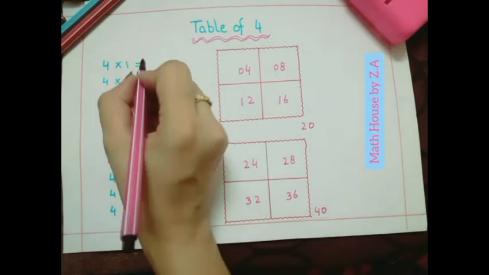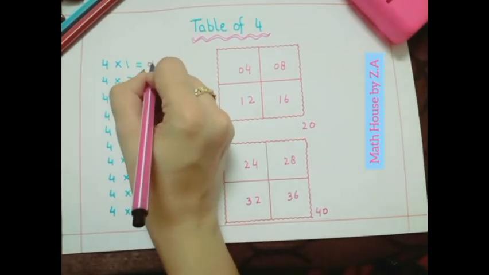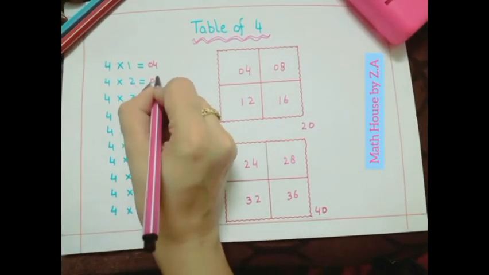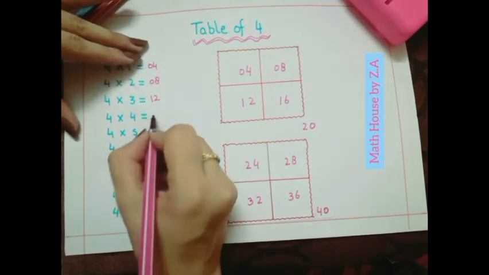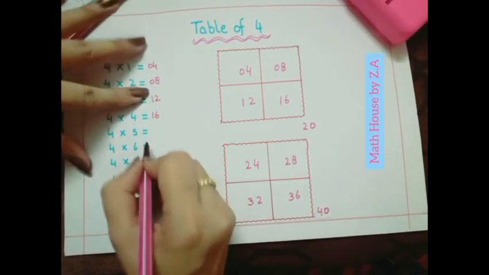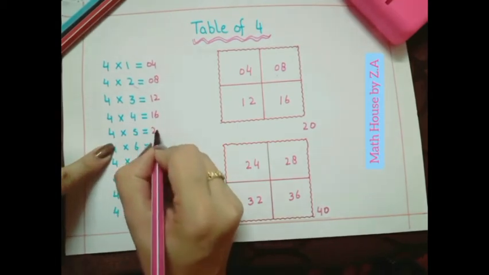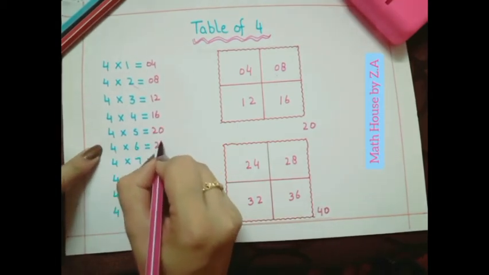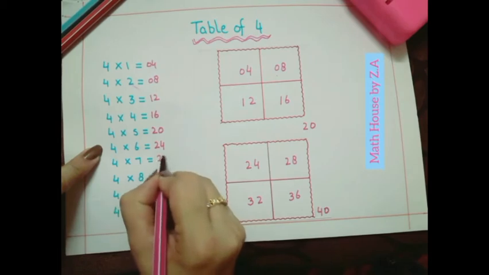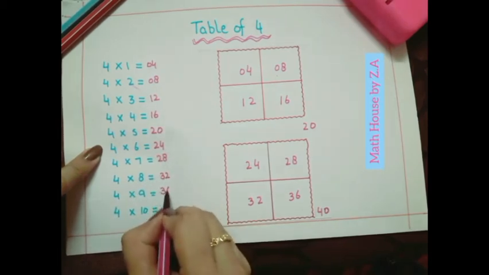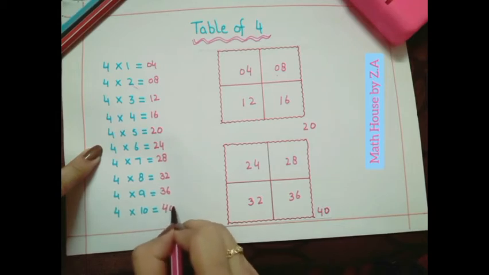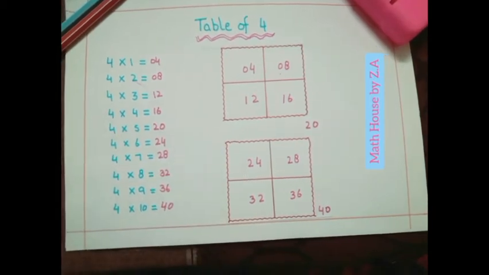Now I'm going to write all the numbers in front of the table. 4 ones are 4, 4 twos are 8, 4 threes are 12, 4 fours are 16, 4 fives are 20, 4 sixes are 24, 4 sevens are 28, 4 eights are 32, 4 nines are 36 and 4 tens are 40. So that's all.